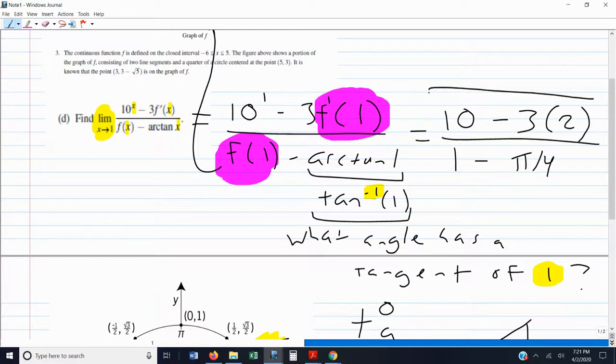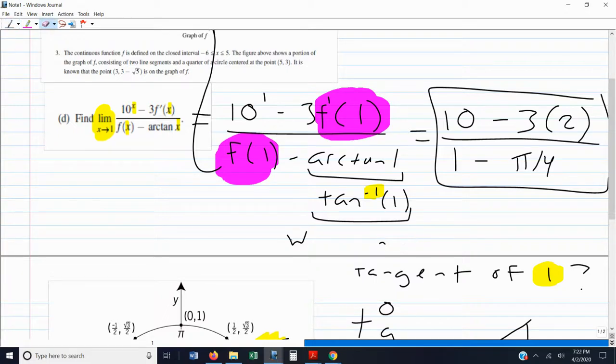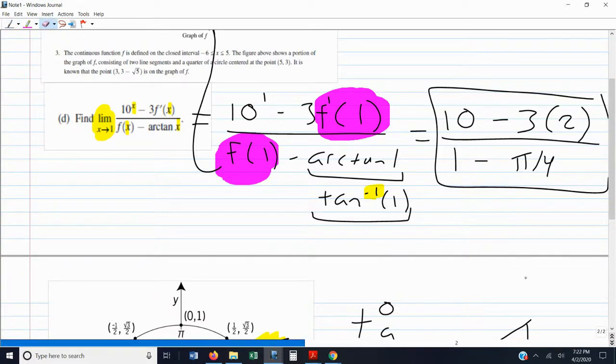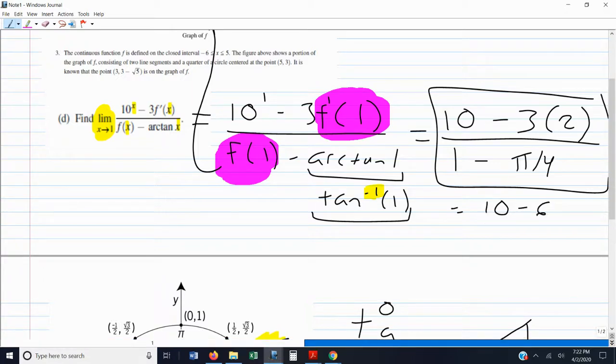You can also simplify a little bit. So I'm going to erase this. And if you wanted to simplify a little bit, you could do 10 minus 6 over 1 minus pi over 4, or 4 over 1 minus pi over 4.